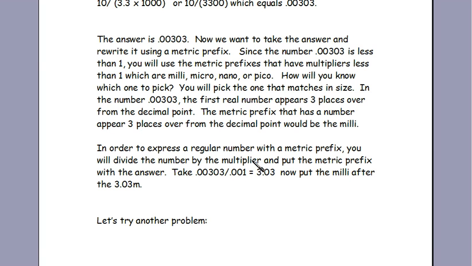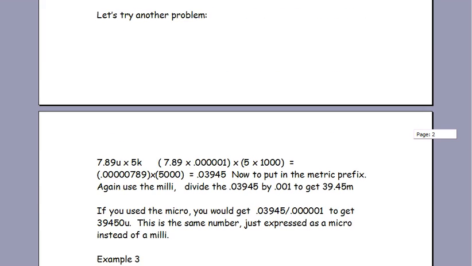So in order to express a regular number with a metric prefix, you will divide the number by the multiplier. In the above examples, when I had the metric prefix and I wanted to get rid of it, I multiplied by the multiplier. Now when I want to add the metric prefix back, I will divide by the multiplier. So I'm going to take the 0.00303 and divide it by 0.001, which is the multiplier for milli, and that gives me 3.03. Now all I need to do is put the little m after the number, so the answer is 3.03 milli.